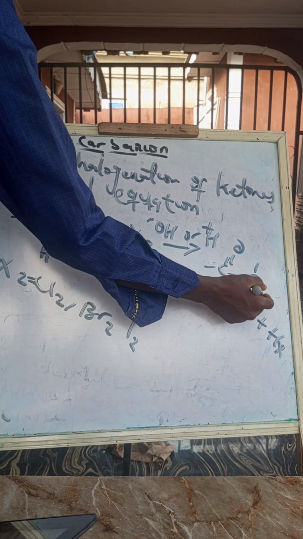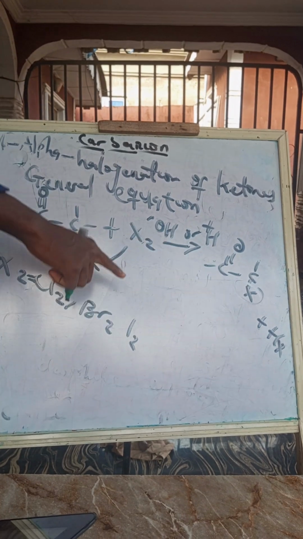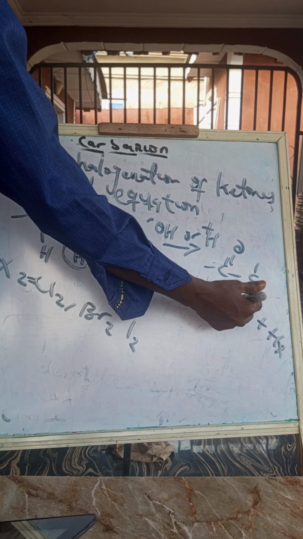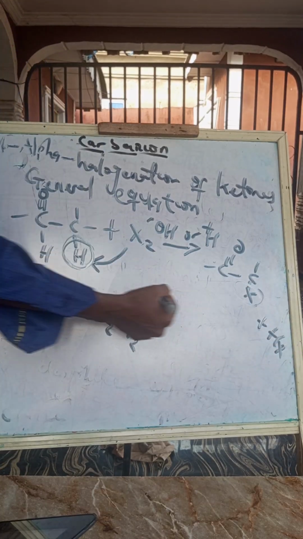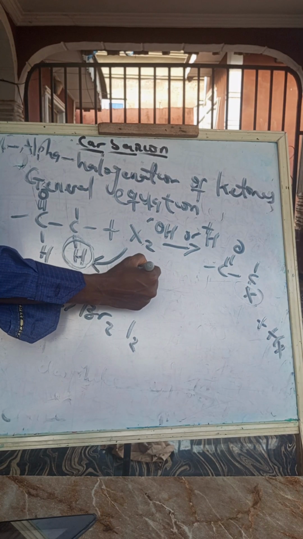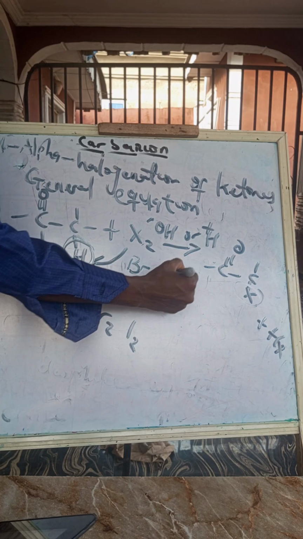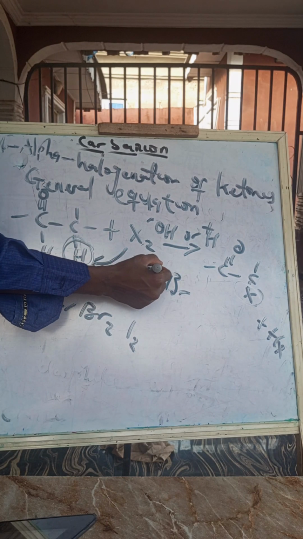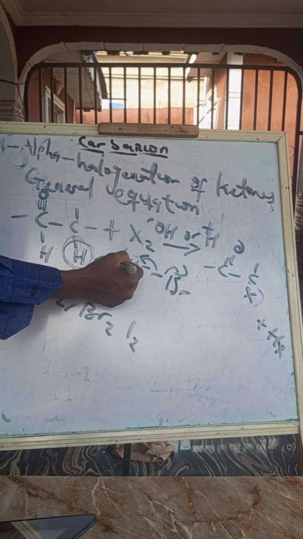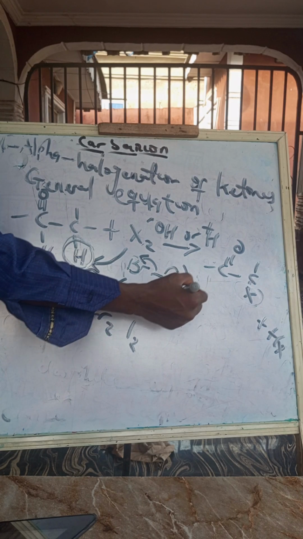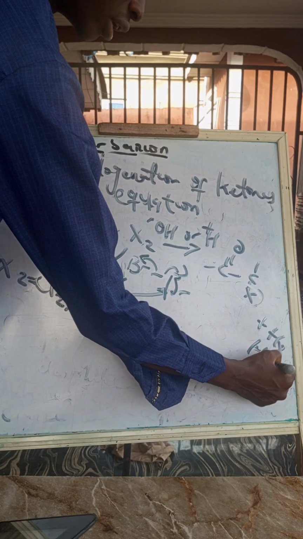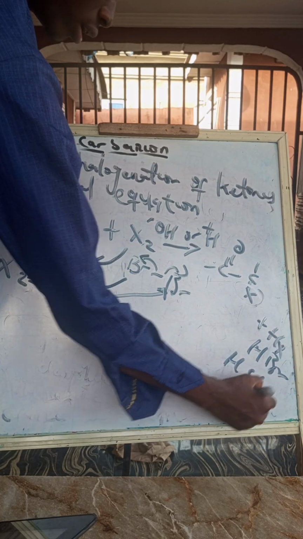Then we go to the mechanism. In the general equation, the alpha hydrogen has been replaced with a halogen, and we have HX as the byproduct. For example, if we are making use of bromine, Br2, when there is a splitting, one bromine comes in here and the other halogen is pushed out. We are now left with HBr, or HCl, or HI.